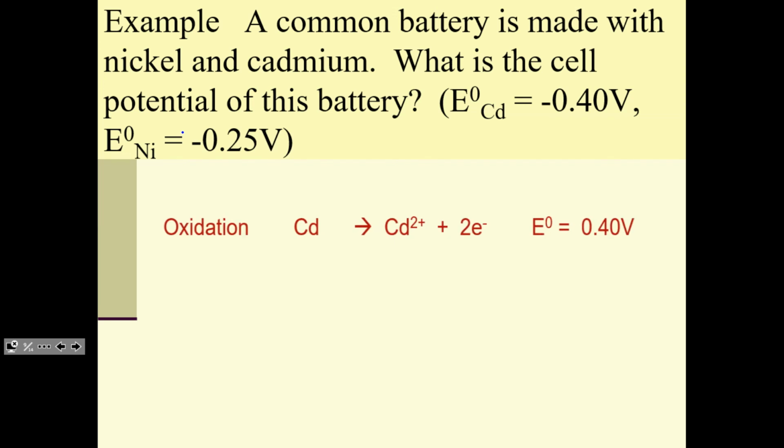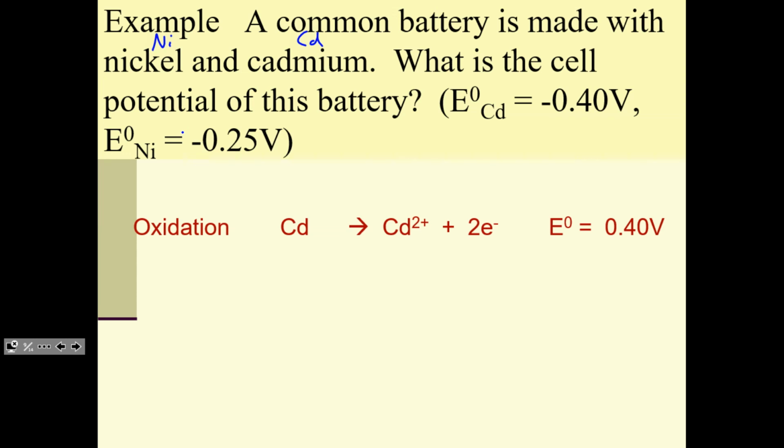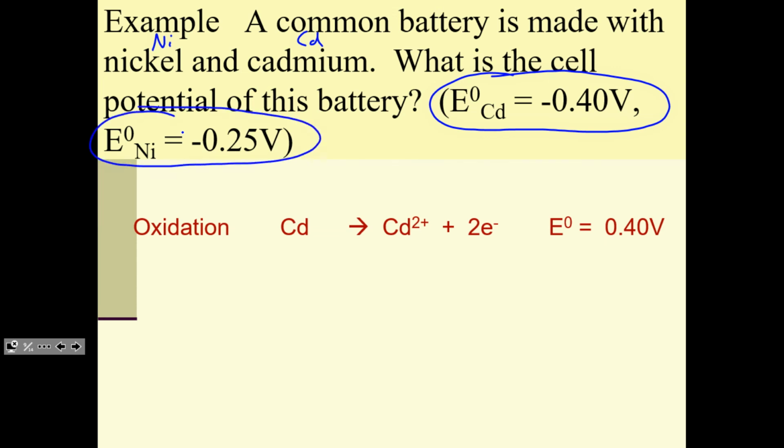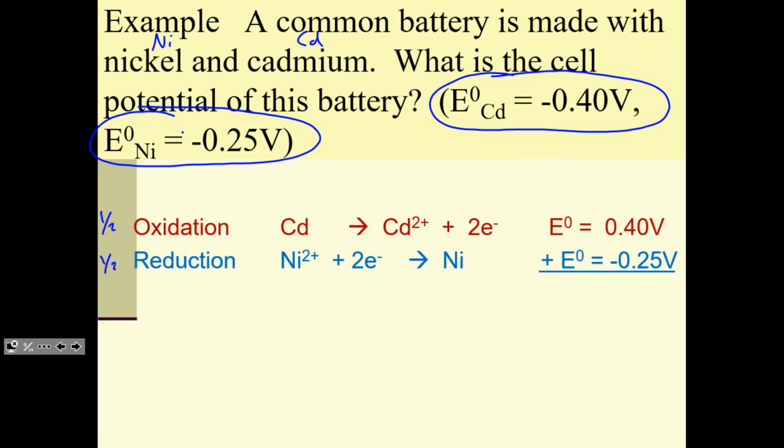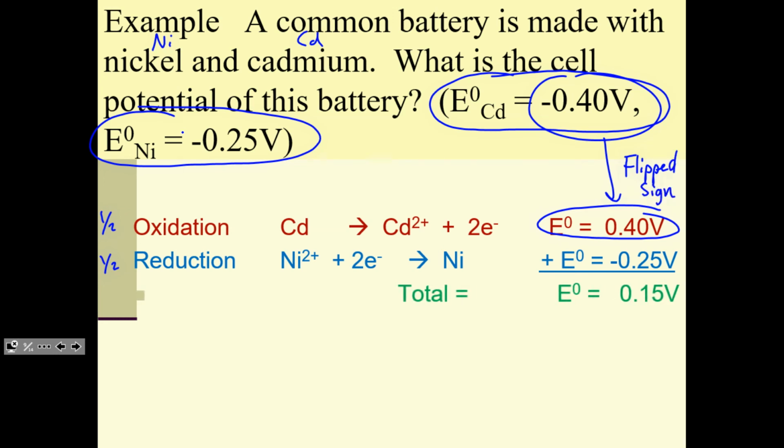So here's our example. Battery is made with nickel and cadmium. What is the cell potential of this battery? Well, they give us from our reduction tables the voltage for both of these half reactions. So here are the half reactions from the table. And you'll notice that we took the one that was oxidized and we flipped the sign, which allows us to add correctly and get the proper voltage, which in this case is 0.15 electron volts is what we say.